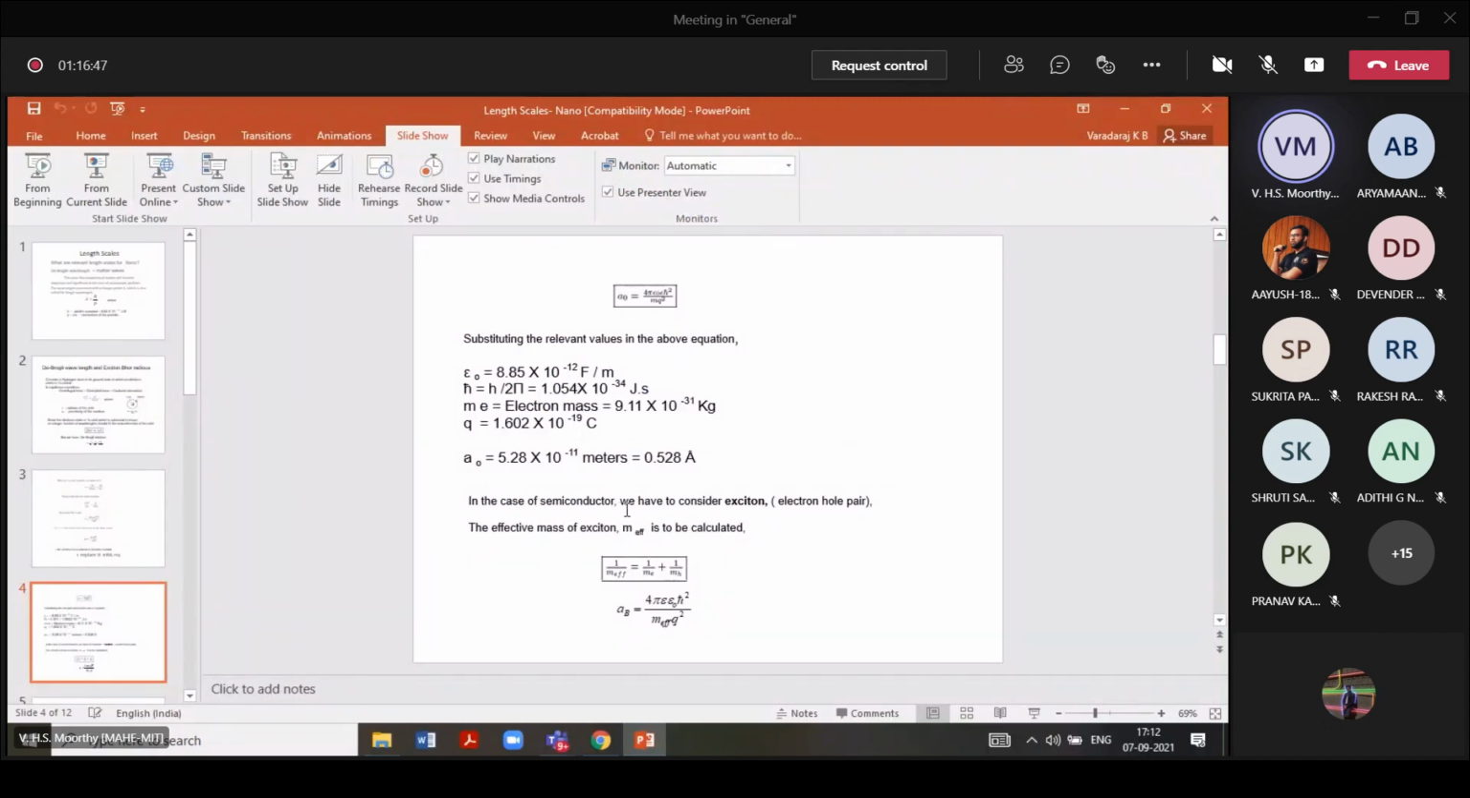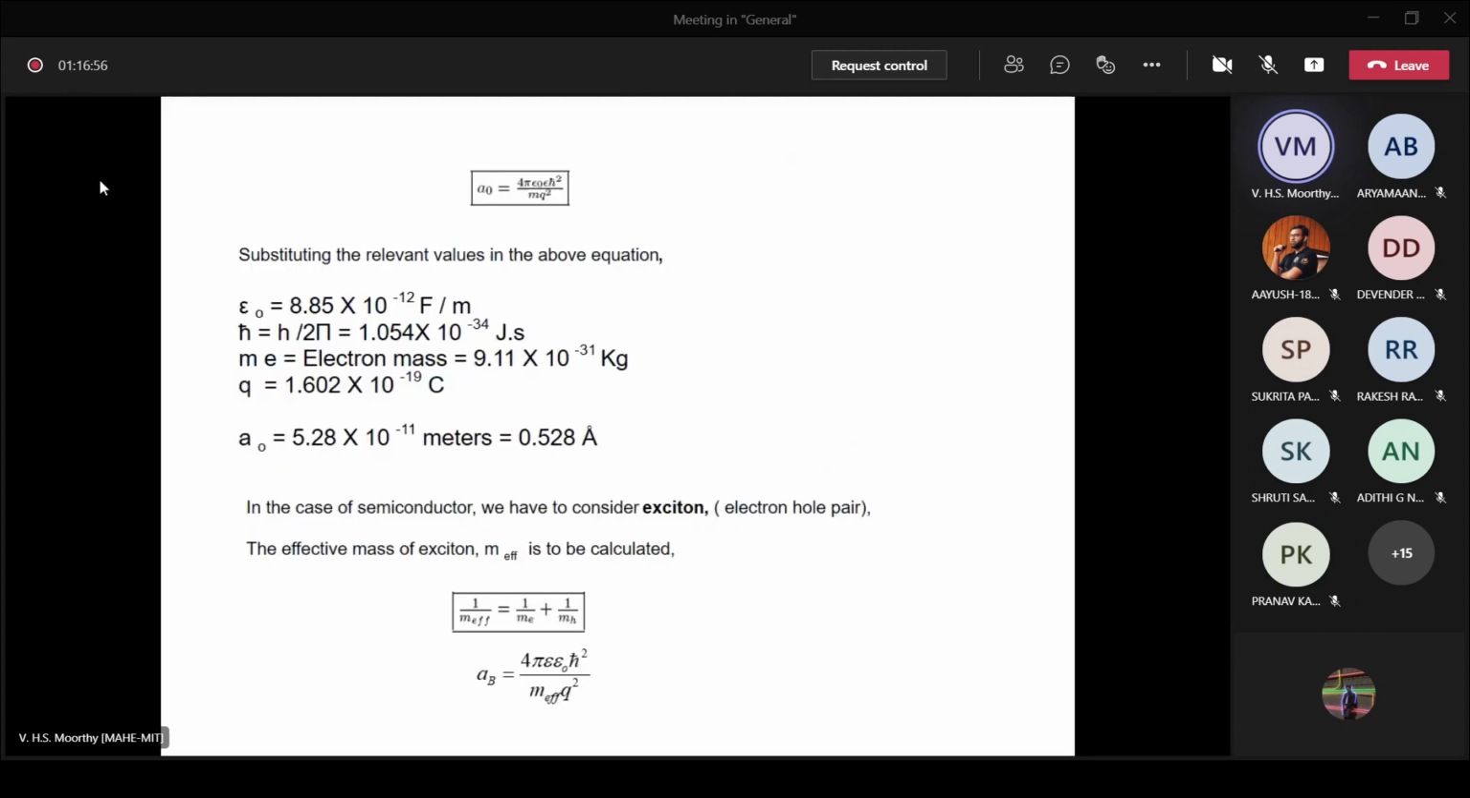In case of semiconductor, we have to consider exciton. What is exciton? Just now, I was discussing exciton. What is meant by exciton? Exciton is electron and hole.